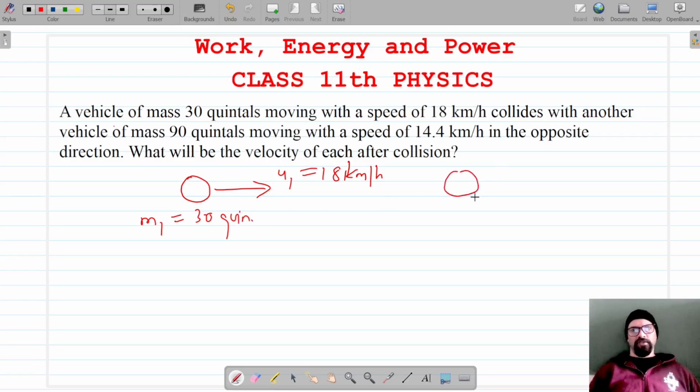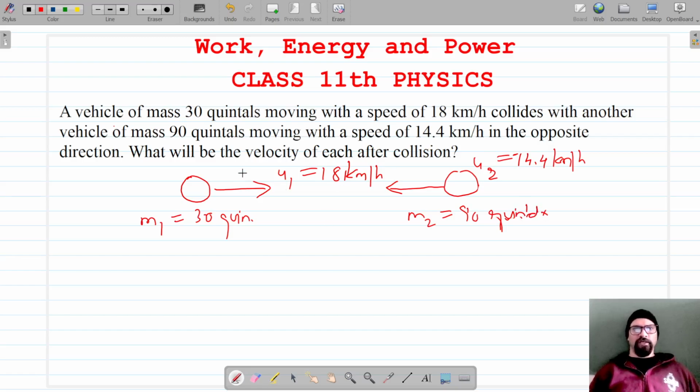And it collides with another body of mass 90 quintal, and its initial velocity u2 is 14.4 kilometer per hour. Okay, and it's moving in the opposite direction. So this is the direction, so we are going to take this as negative. So it's moving in the opposite direction and the mass is 90 quintals.